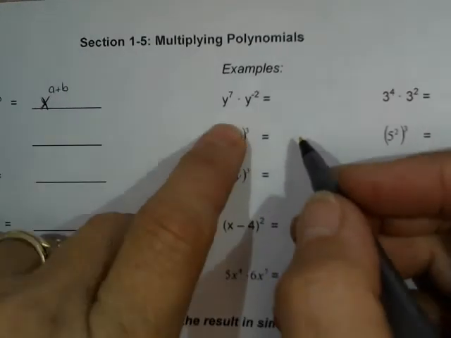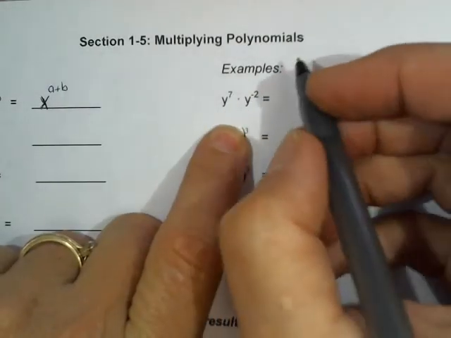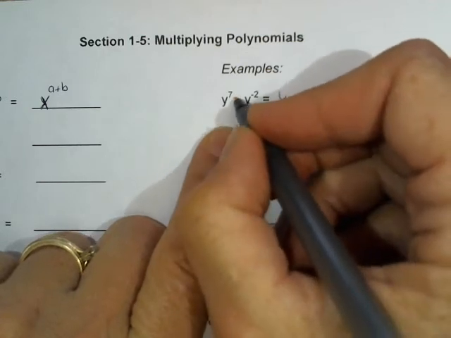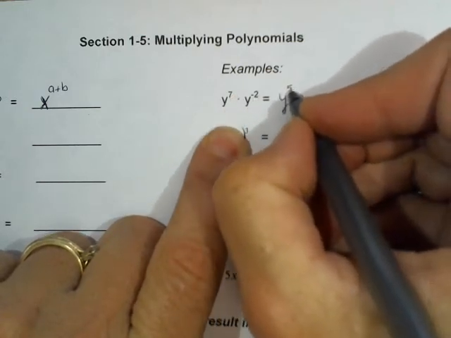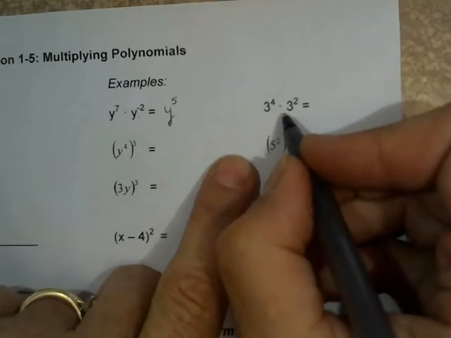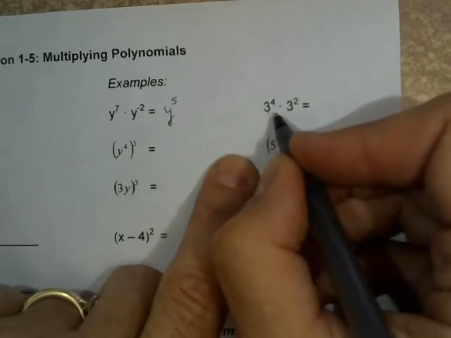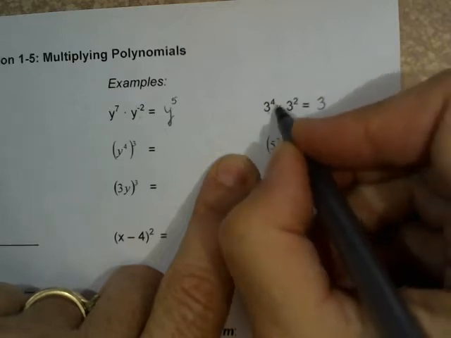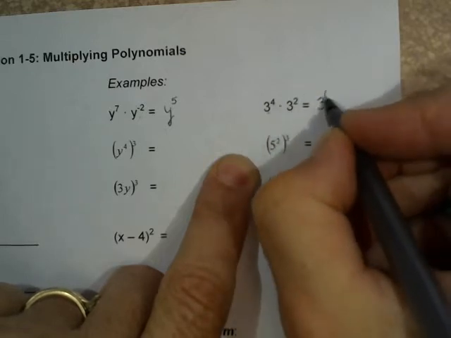For example, if you're going to multiply y to the 7th times y to the negative 2, all you have to do is keep the base as a y and add 7 plus negative 2 and you get 5. Sometimes the bases are numbers, not letters, so you have the base of 3, so you keep the base equal to 3, and then the exponents are just added together, so 4 plus 2 is 6, 3 to the 6.